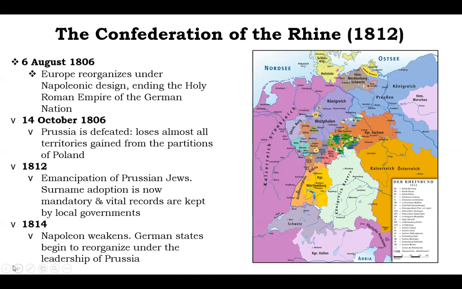Six years later, Prussia emancipates its Jews in the hopes that by doing so, they might educate the Gentiles and terminate laws that sought to oppress them. Fixed surnames are now mandatory, however, and vital records are kept by local governments. Two years later, Napoleon weakens and the German states begin to reorganize under the leadership of Prussia.